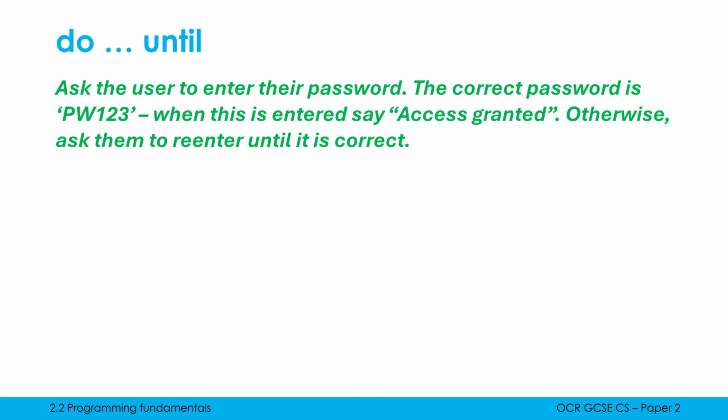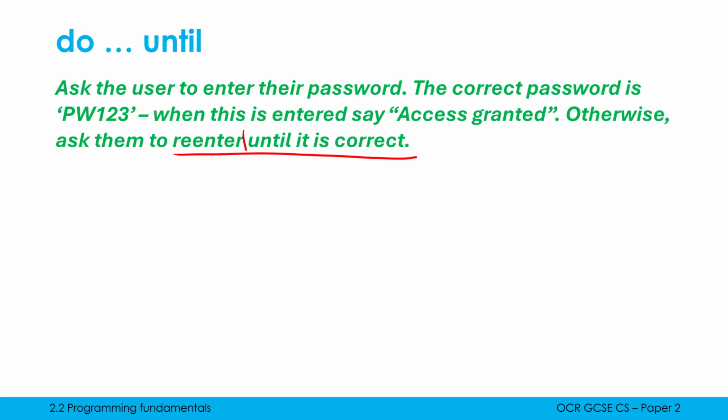Let's do an example question together using do until. So in this question, we are saying we need to ask the user to enter their password. The correct password is PW123. When this is entered, say access granted. Otherwise, ask them to re-enter until it is correct. So we have to use condition controlled iteration here because of this last part here. We're going to get them to re-enter until it is correct.